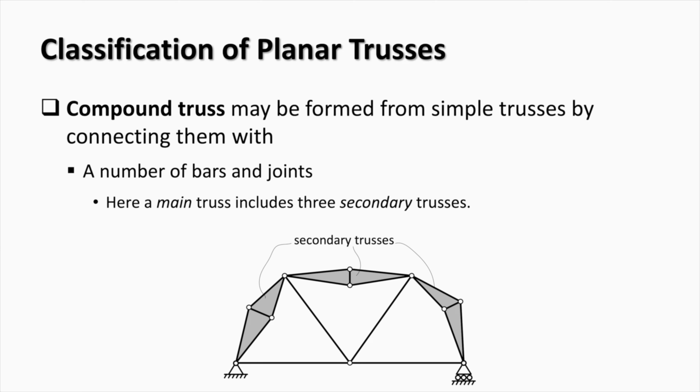A compound truss can also be formed out of several simple trusses by connecting them with several bars and joints. Here you can see an example of a compound truss connected with 4 bars, 2 common joints, and an extra joint connecting the bars.